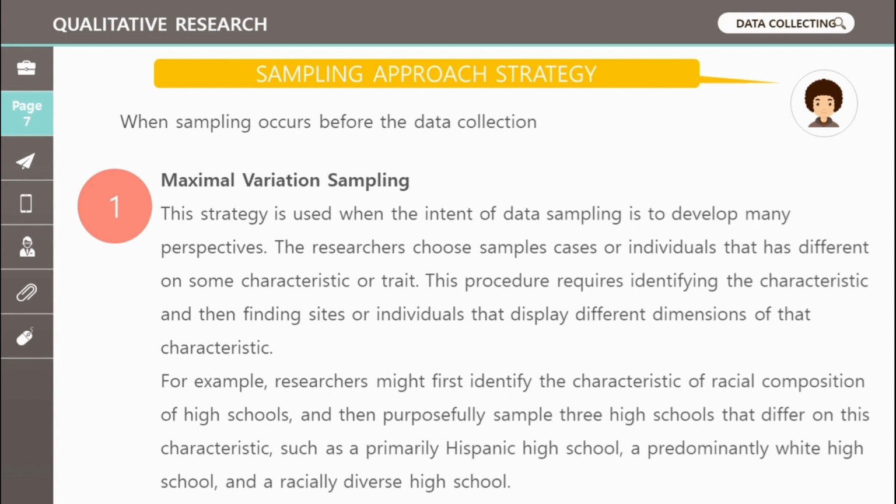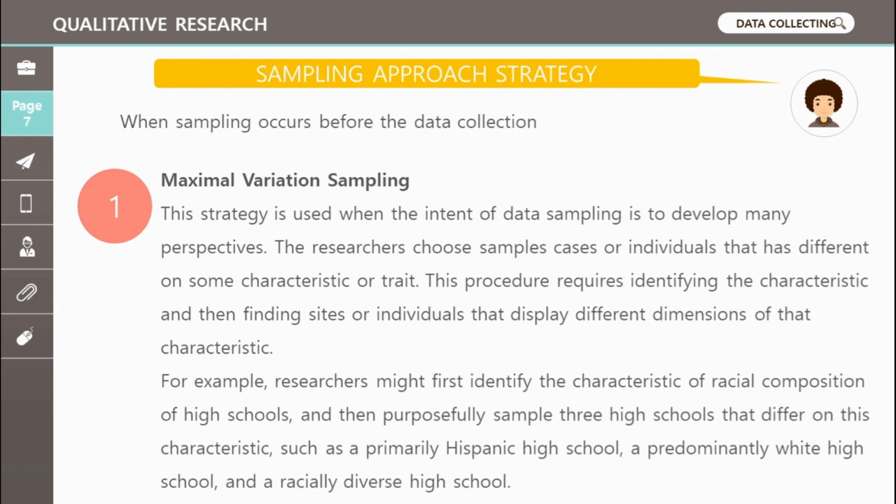The first strategy is maximal variation sampling. This strategy is used when the intent of data sampling is to develop many perspectives. The researchers choose samples, cases, or individuals that have differences on some characteristics or traits. This procedure requires identifying the characteristic and then finding sites or individuals that display different dimensions of that characteristic.